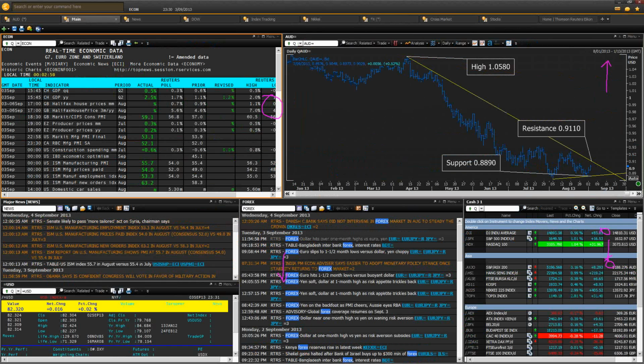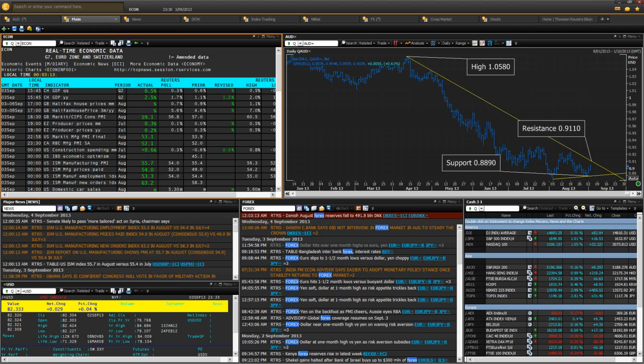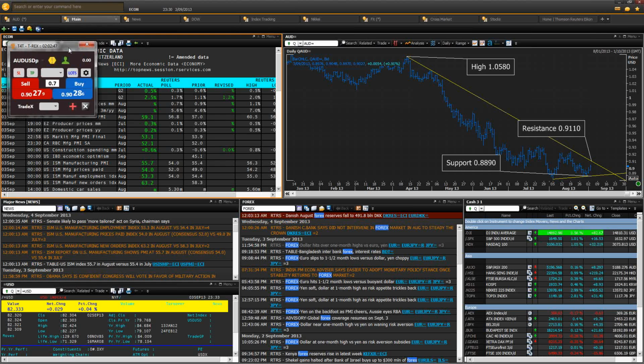I wouldn't be sitting comfortably long or short US dollars at this point, just with the Syrian news and the actual data itself. You put two of them together, it just means probably overall US dollar strength. And that's about it. So I'm just having a little reaction here.